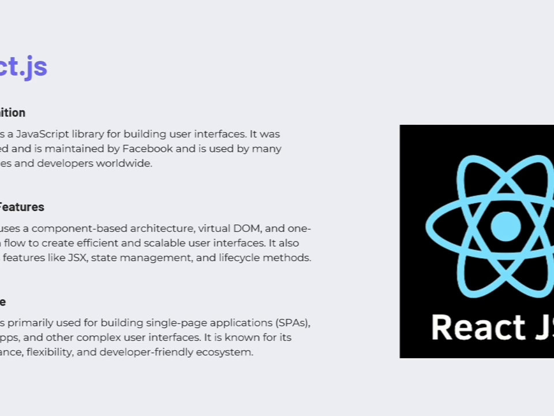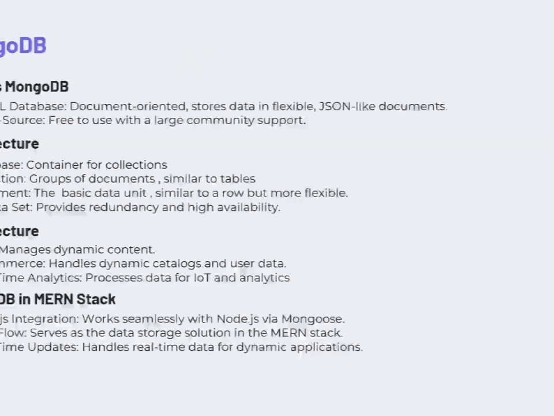React.js uses a component-based architecture, virtual Document Object Model, and one-way data flow to create efficient and scalable user interfaces. It also supports features like JSX, state management, and lifecycle methods. Usage: React.js is majorly used for building single-page applications, mobile apps, and other complex user interfaces. It is known for its performance, flexibility, and developer-friendly ecosystem.